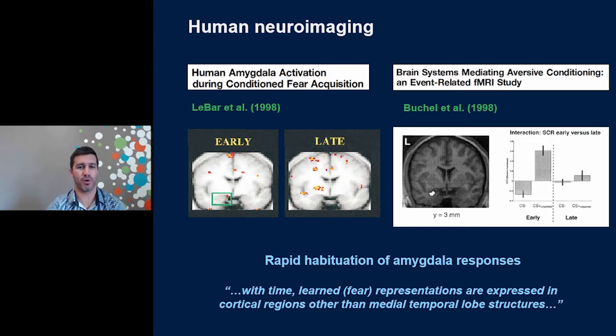Now, the first fMRI studies of fear conditioning obviously went straight after the amygdala, and to what extent do we get some reliable and interesting results here? And they did, but with some caveats. This is back in the late 90s, the two studies that appeared more or less at the same time. But what they really characterised is that amygdala responses in this sort of experimental situation decreased very quickly. They were there and then they were sort of gone. And that led, in one of the papers, the researchers to state that, with time, learned fear representations are expressed in other cortical regions other than medial temporal lobe structures. So there's some confirmation of this amygdala hypothesis, but perhaps not entirely as people thought it might be.